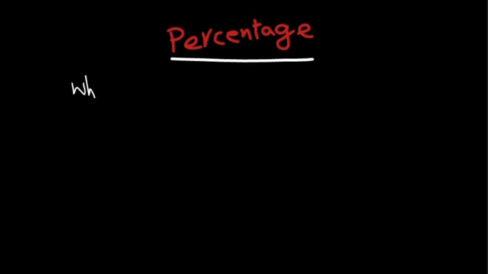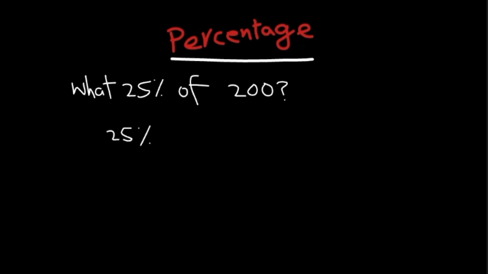What is 25% of 200? So 25% means 25%, is equal to 25 over 100.